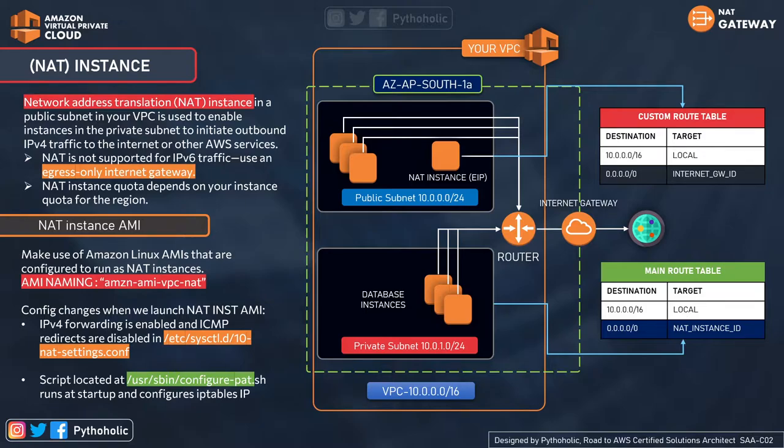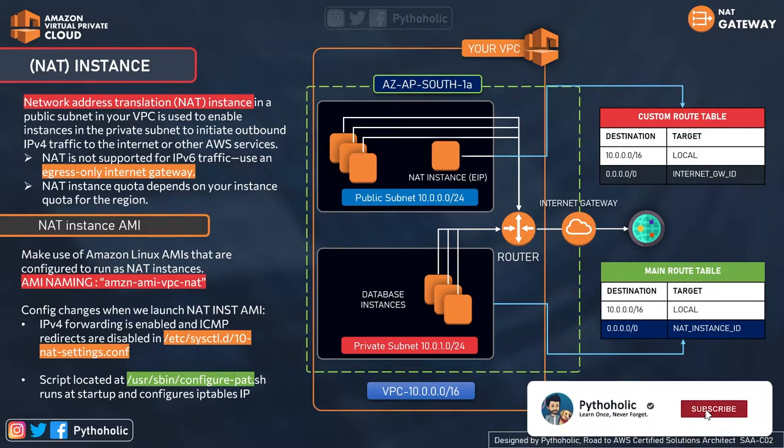And there are a few config changes that happen when we launch the NAT instance AMI. Here IPv4 forwarding is enabled and ICMP redirects are disabled in the NAT settings configuration file. And as part of the boot launch configuration, the script configure-pat.sh runs at startup and configures iptables.